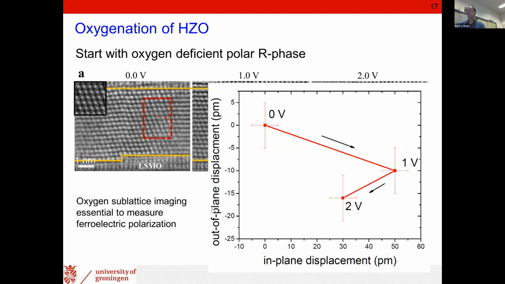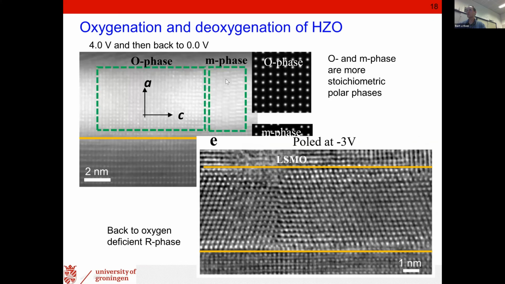And actually there is clear evidence that we go to an oxygen-richer structure, because this is again annular dark field imaging, where we can see that we can switch at 4 volt, and if we go back to 0 volt it is retained. We see that we do not have the R structure, the rhombohedral structure, but we have the orthorhombic and the monoclinic crystals present. And these are really an important signature that we make a more stoichiometric ratio of the hafnia and zirconia with respect to the oxygen.